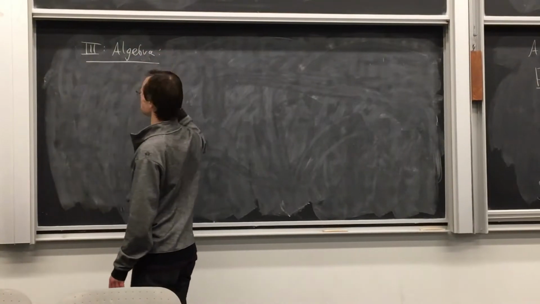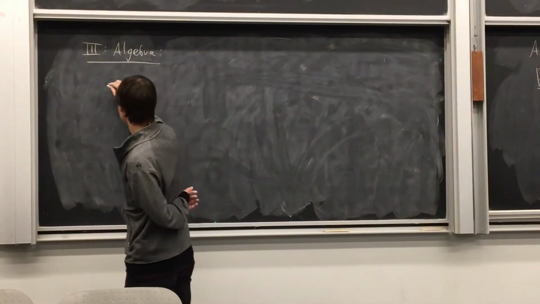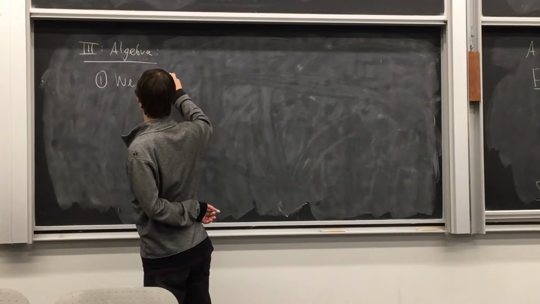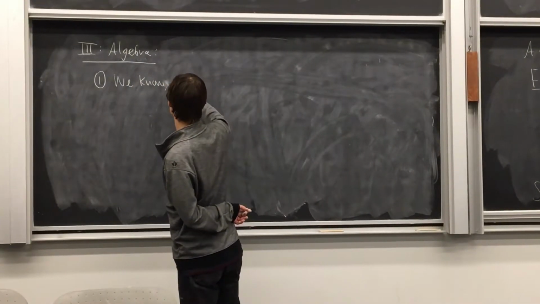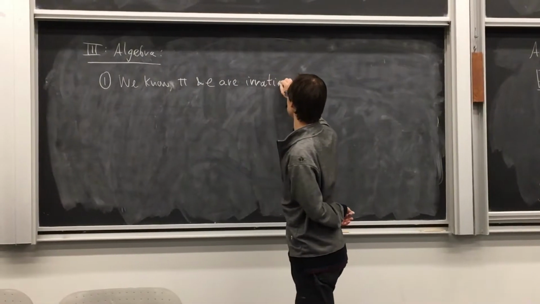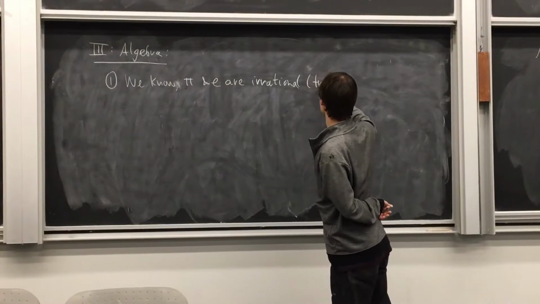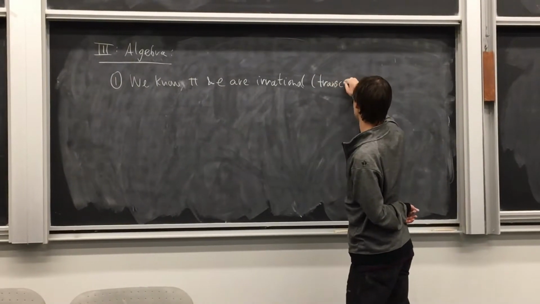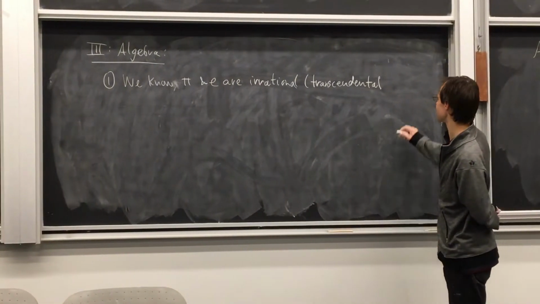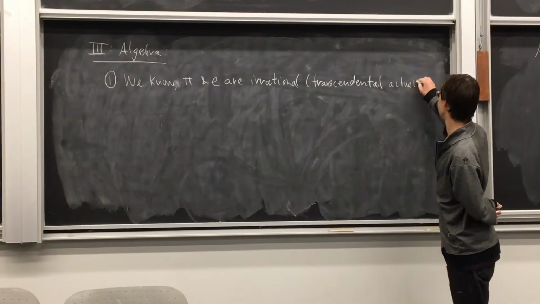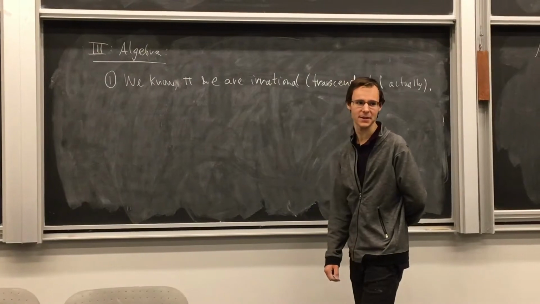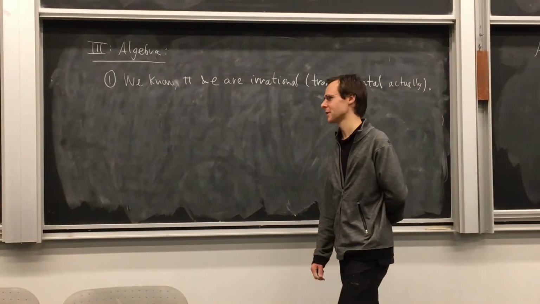Okay? Open problems from algebra. Here's an open problem. So we know that numbers like pi and e are irrational. We know pi and e are irrational. Actually, they're transcendental. Transcendental. This is a hard word to spell for a mathematician. Transcendental, actually. Okay? But if we start mixing pi and e together, all of a sudden we get a bunch of numbers which we don't know whether they're rational or not.